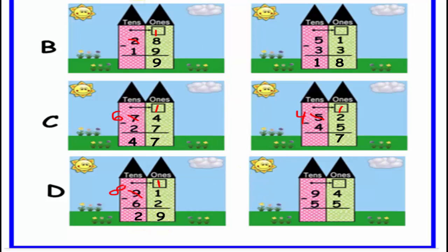And the last one, well, we have 94 minus 55. 5 from 4, can't do. Got to take a 10 from the tens column and make this an 8. And put your 10 right here. 5 from 14 is what? And 5 from 8. And your answer should have been 39.